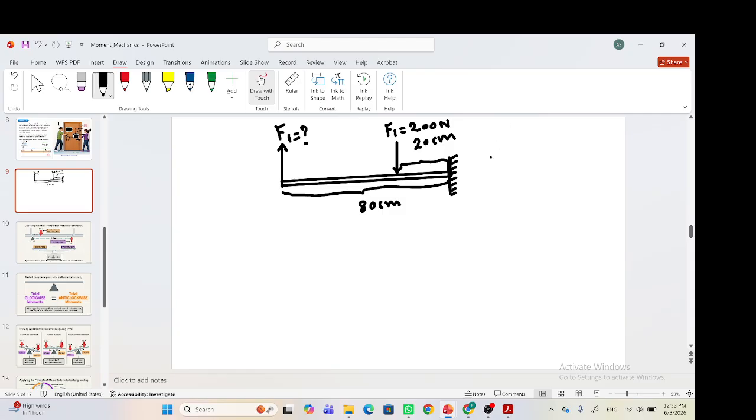Actually, when I defined the moment for you, if we write moment as M, moment was equal to force multiplied by distance. I told you that this force must act perpendicular, multiplied by the shortest distance.